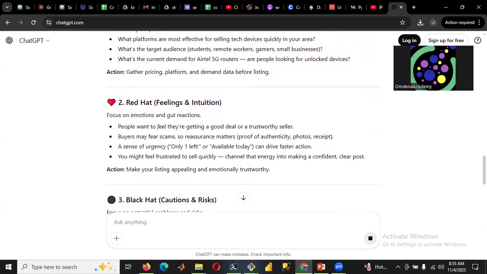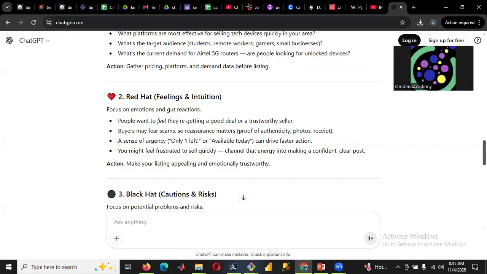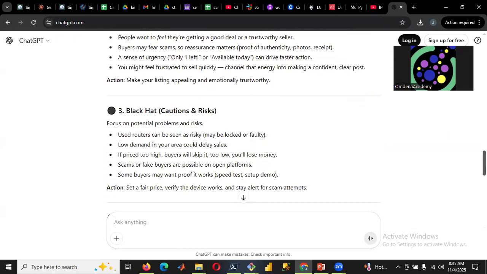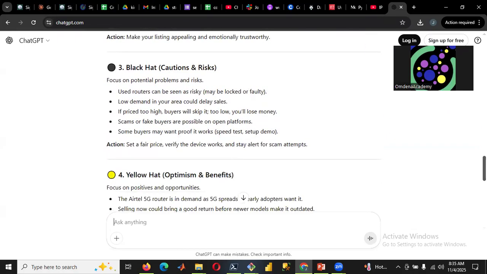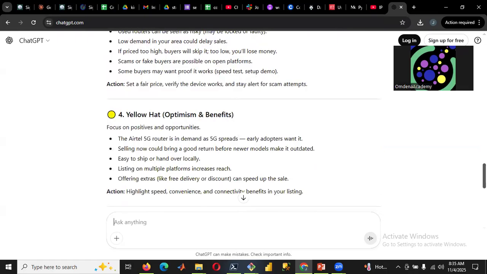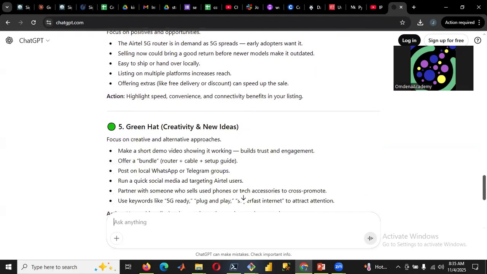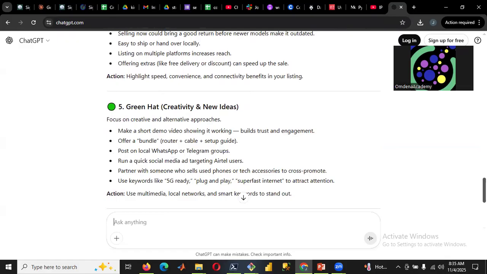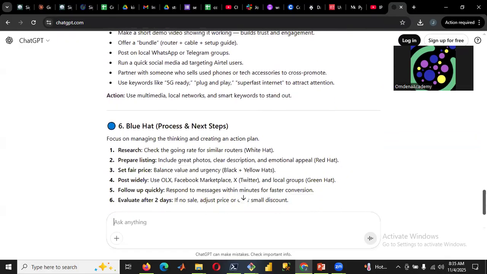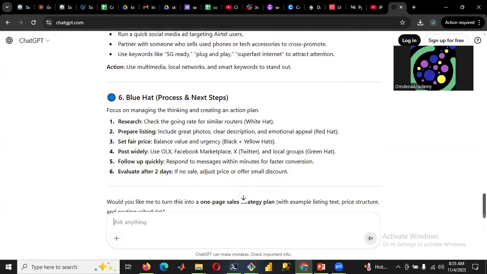Then the red hat, focus on emotion, gut reaction. People want to feel they are getting a good deal or a trusted sale. Buyers may feel fear of scam, a sense of urgency. You might feel frustrated to sell quickly. Black hat, focus on potential problems and risks. Yellow hat, focus on positives and opportunities. Green hat, focus on creative and alternative approaches. Blue hat, focus on managing the thinking and creating an action plan.